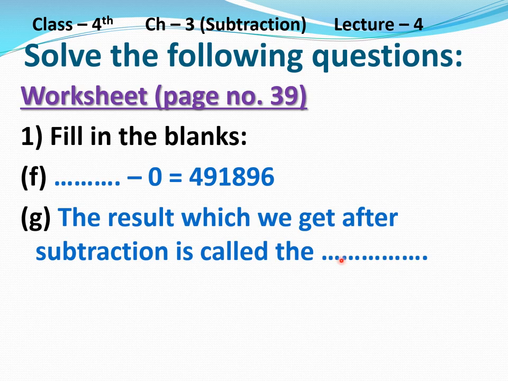I repeat once again, F part: dash minus 0 equal to 4,91,896. G part: the result which we get after subtraction is called the dash.